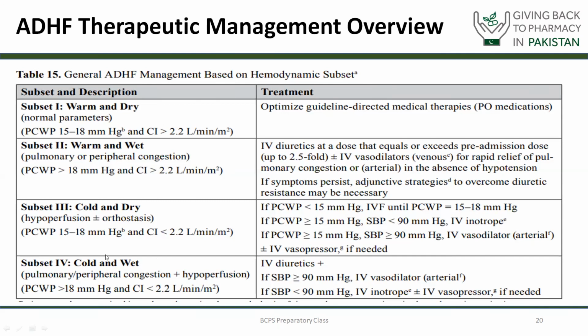This one is the most complicated: cold and wet, with pulmonary capillary congestion and hypoperfusion, PCWP usually greater than 18, cardiac index less than 2.2. First, you will give IV diuretics. Sometimes they suggest giving a vasodilator so that you get the idea of where the problem is, because the problem can be on both sides, whether the fluid is more or the cardiac index is less. Once you have distributed the fluid in the body correctly, then you can give the diuretics and the vasodilator accordingly. If systolic blood pressure is greater than 90 millimeters of mercury, you will give an IV vasodilator, and if it is less, you will give inotropes, then vasopressors if needed.